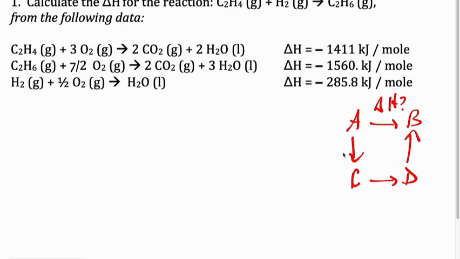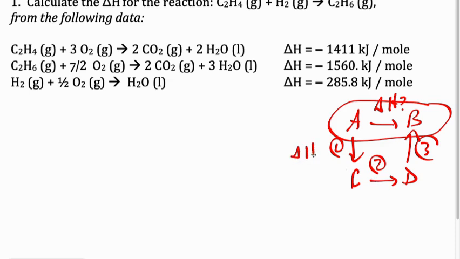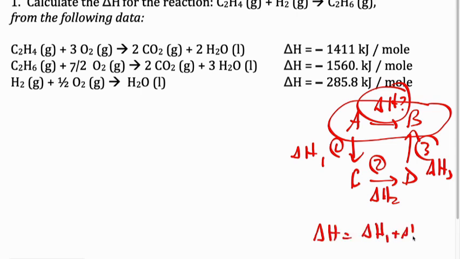as long as these reactions, so this is reaction 1, reaction 2, reaction 3, as long as those reactions add up to give me my original reaction here, I can take the enthalpy change for the first one, add it to the enthalpy change for the second one, and the third one, and that should equal my enthalpy change. So in other words, delta H equals delta H1 plus delta H2 plus delta H3.